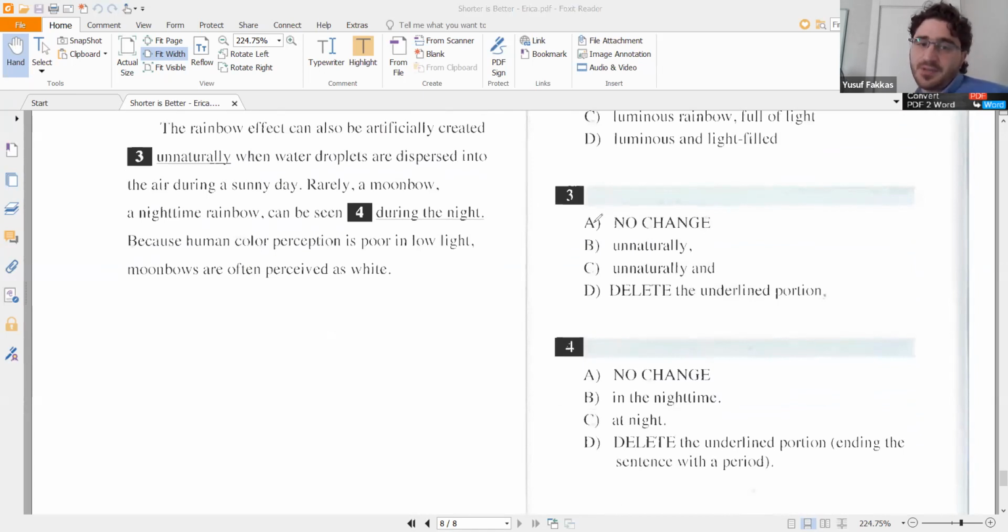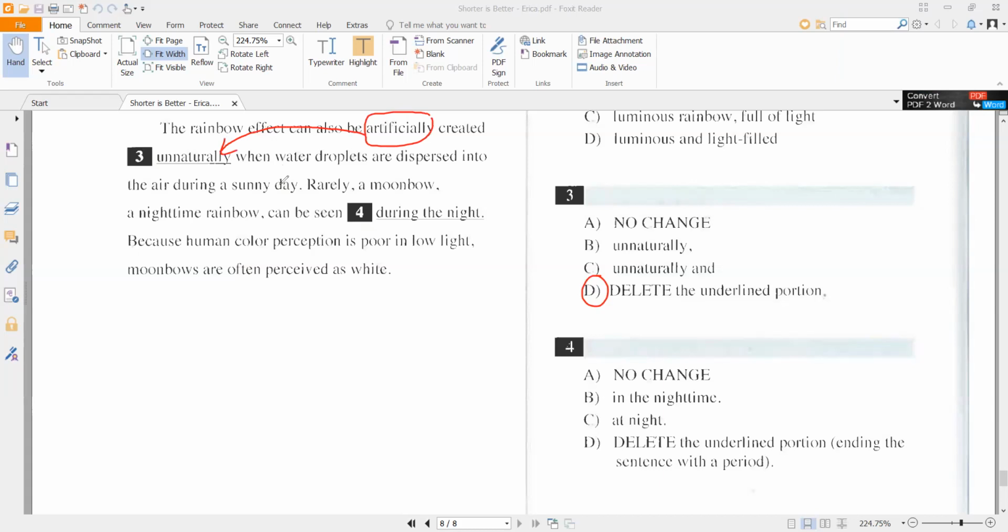Okay, Jana, the rainbow effect can also be artificially created unnaturally when water droplets are dispersed into the air during a sunny day. What would we choose here, Jana? To delete it because unnaturally and artificially mean the same thing. Okay, so we already have in the sentence the word artificially, which gives us a similar meaning to unnaturally. So we delete unnaturally. Okay, thank you.